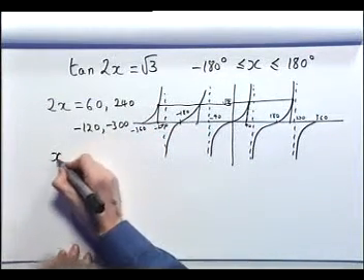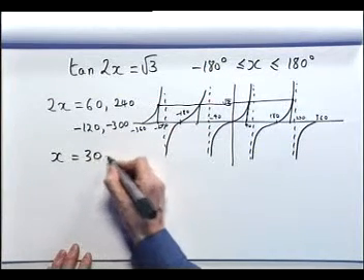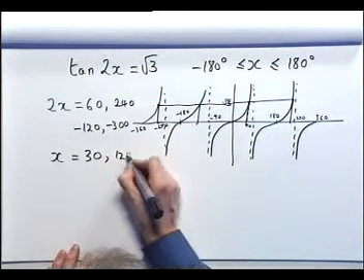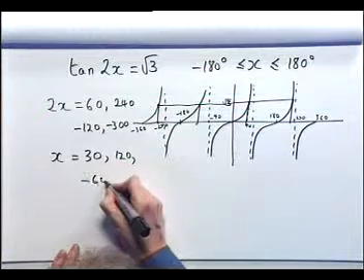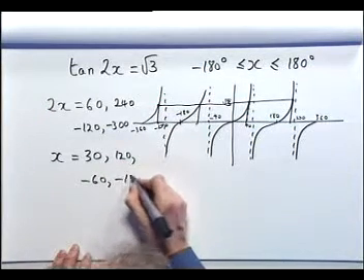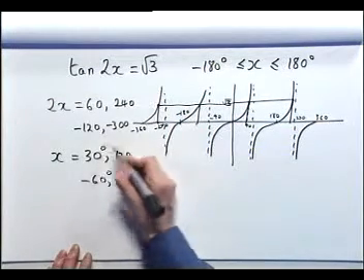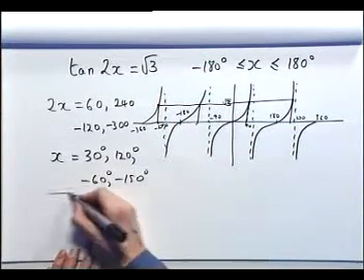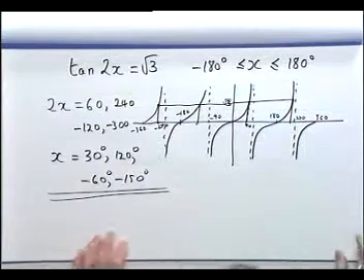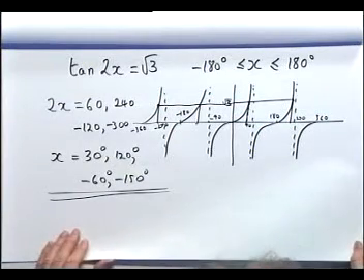And so if we divide throughout by 2, we have 30, 120, minus 60, and minus 150 degrees. We want to put degree signs on all of these. So there are 4 solutions there.